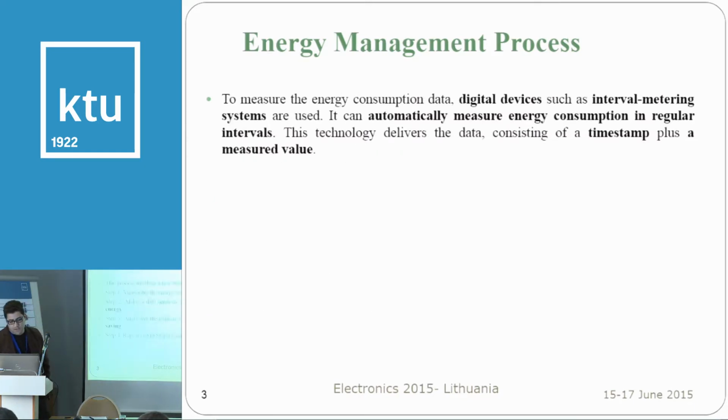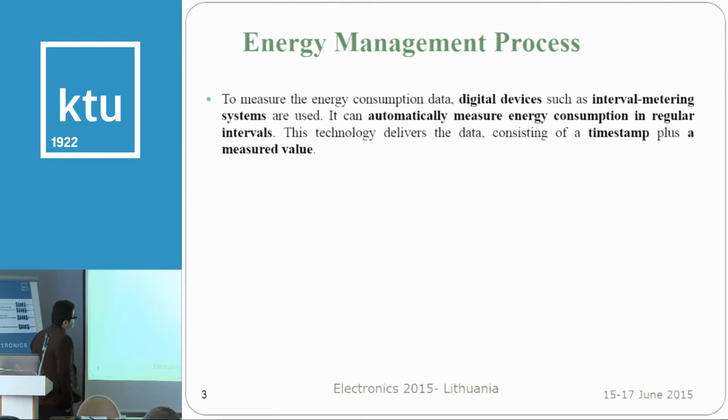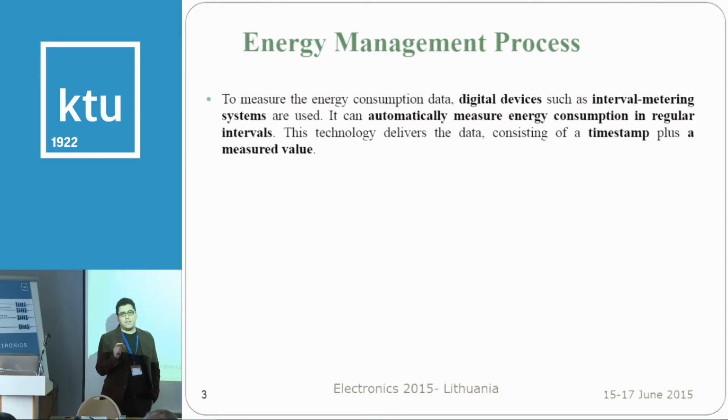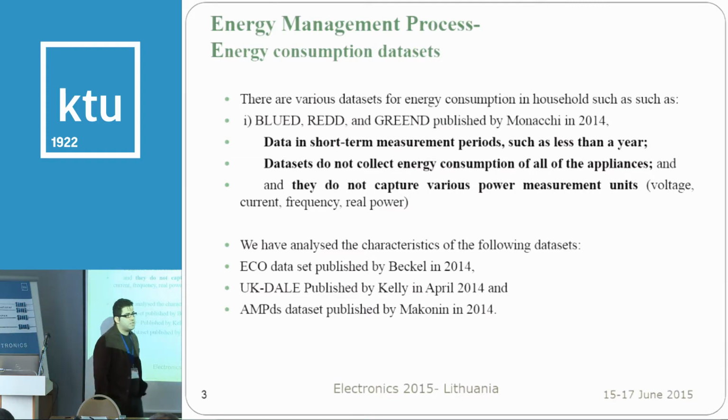For the first phase, which is measurement of energy consumption, we can use smart devices like an interval metering system, which automatically measures energy consumption at regular time intervals. The output data can be in time steps along with the measured value. But you can also use some recently published data sets, like BLUED, REDD, and GREEND, which were published in 2014. But the fact is, these data sets cover a very short period of time, less than 1 year, and they didn't consider energy consumption for every appliance, nor various power measurement units.